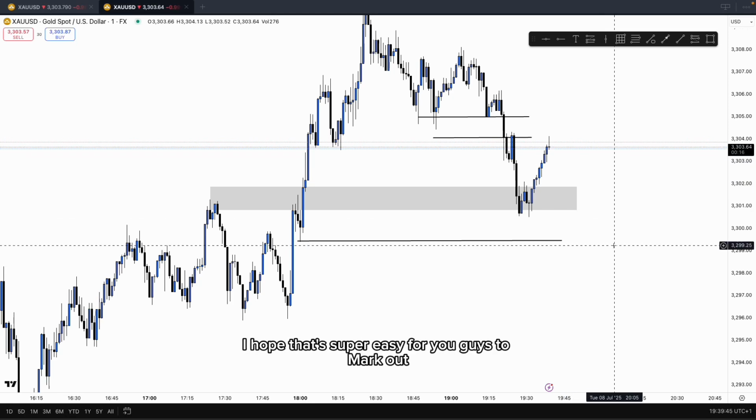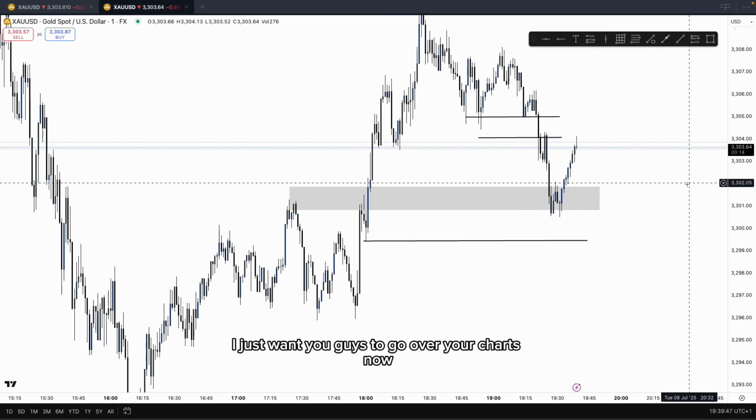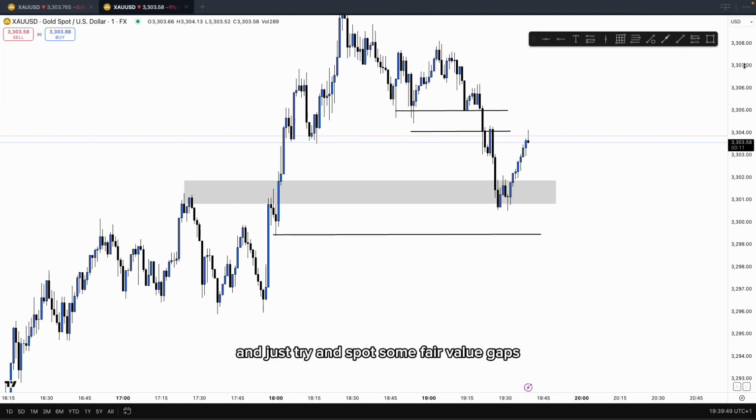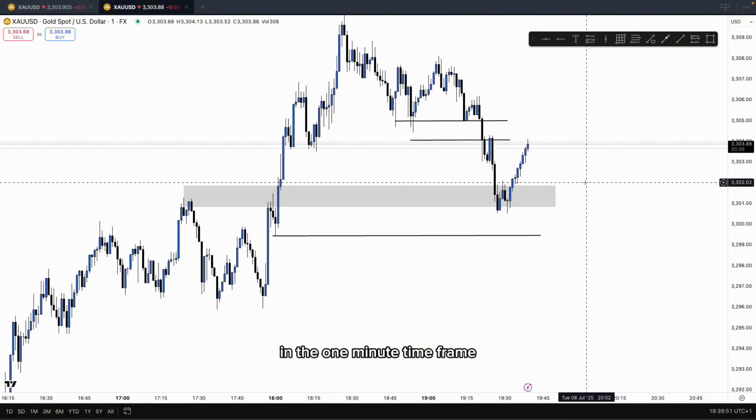But yeah, I hope that's super easy for you guys to mark out. I just want you guys to go over your charts now and just try and spot some fair value gaps in the 1 minute time frame.